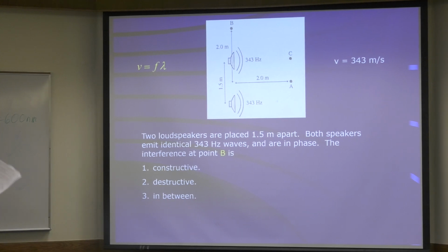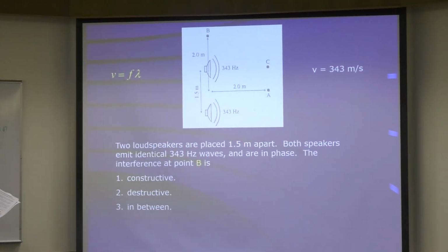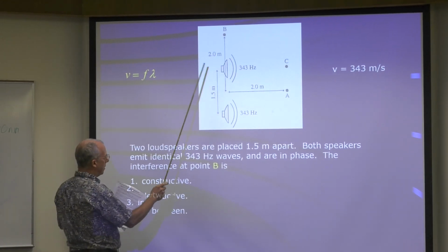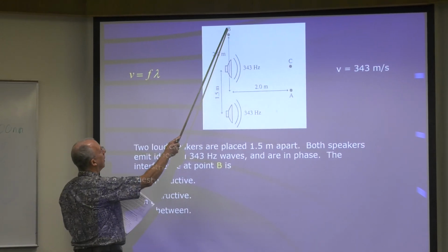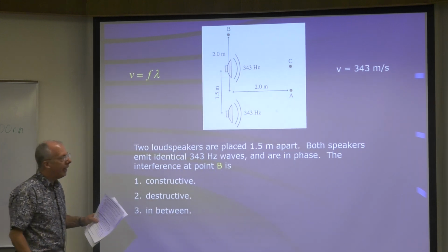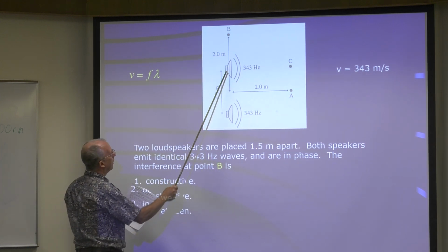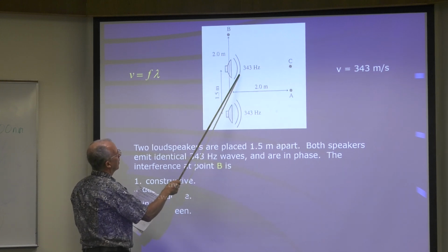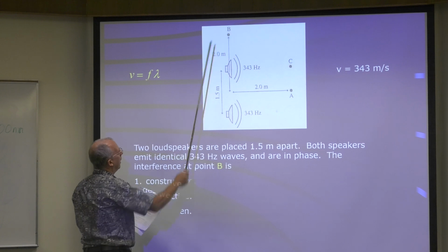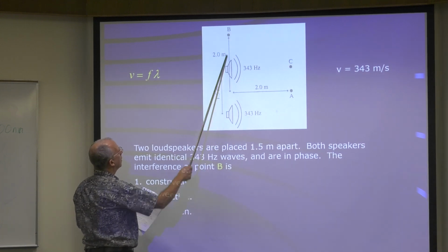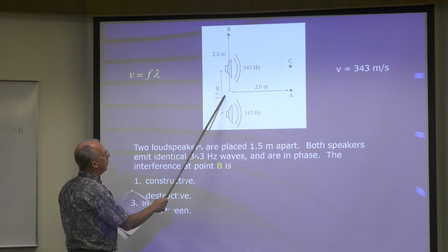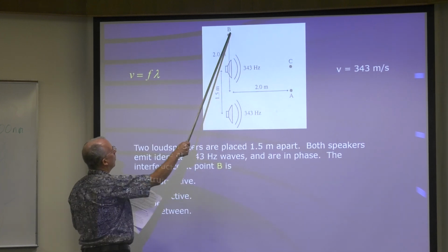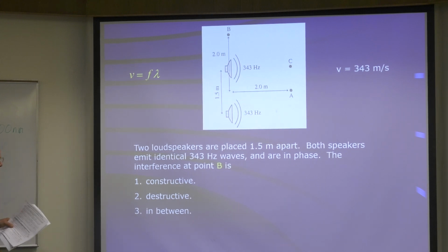I'll give you a big hint. Now we want to know what kind of interference you have here. This wave only has to travel from here to here. This wave has to travel here to there. So this wave has to travel 1.5 meters more than this wave. That's a huge hint. So pause your video, and make sure you pause it. You have to understand this. This is a little tougher one. Pause your video and figure it out.